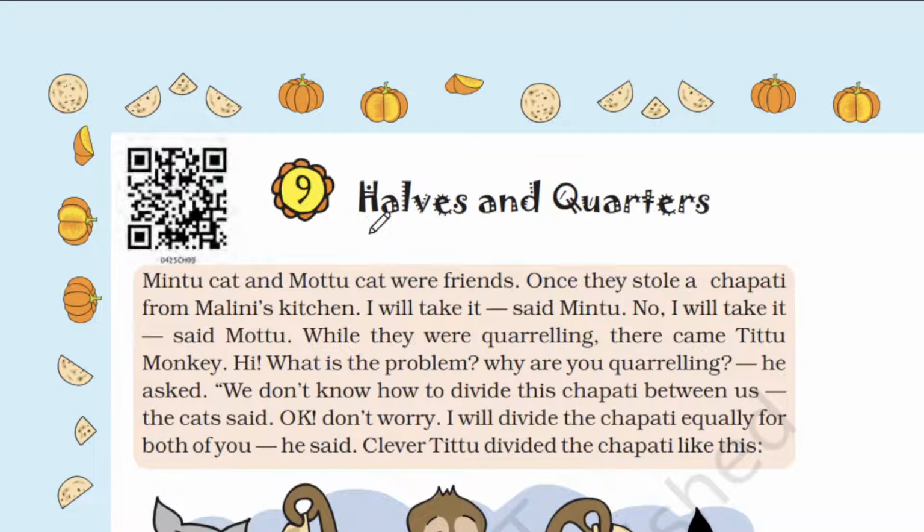So, today we are going to see Class 4 Mathematics, chapter number 9, Halves and Quarters.